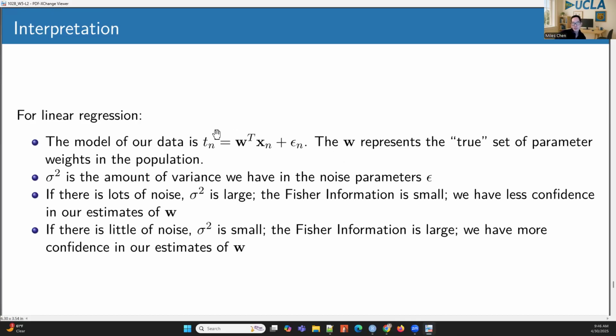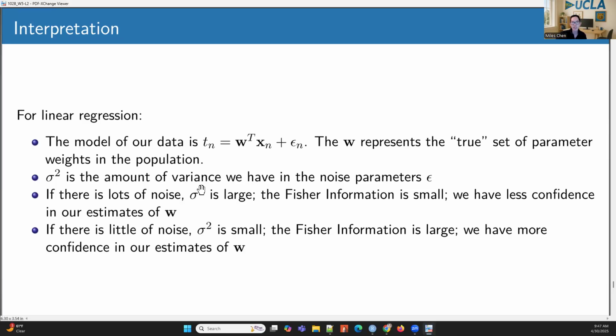So our model is that W times X is going to give us the true mean. W represents the true set of parameter weights in the population. Our model is that there's a true mean value that we get by doing W times X, and it's just that our observed values, T or Y or whatever we want to call it, have some random noise in them. So sigma squared is the amount of variance that we have in this noise parameter.